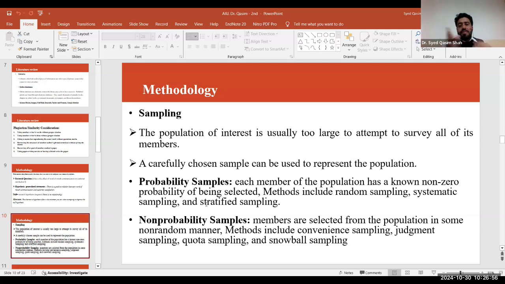Now, whenever we are talking about this sample, there are two types of sample. Either probability samples, that is how we can select a sample, or non-probability.